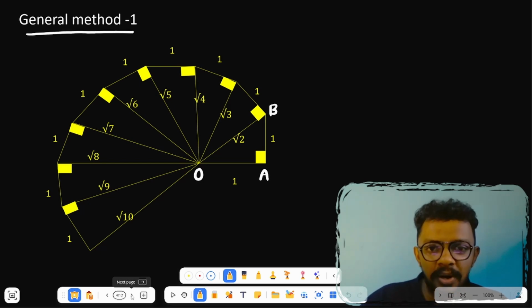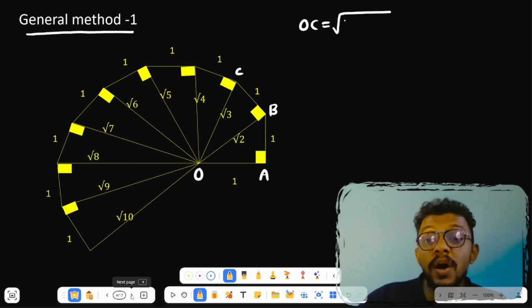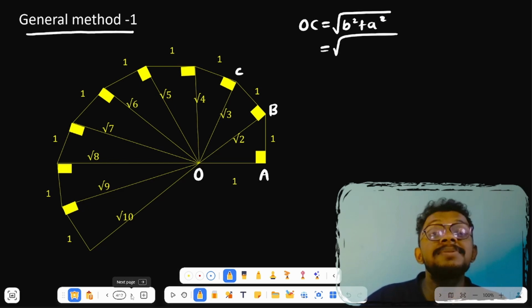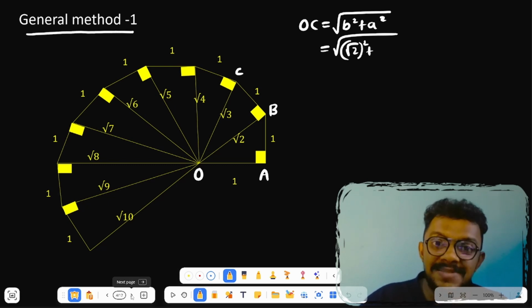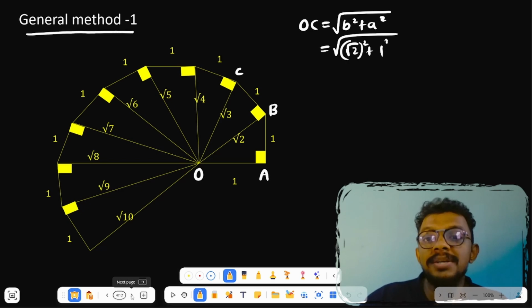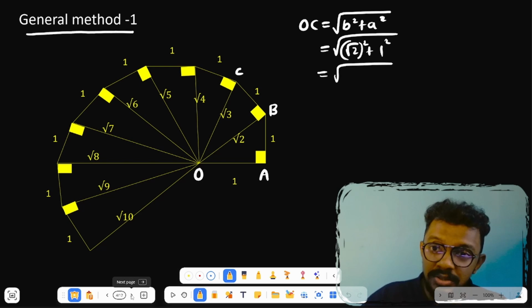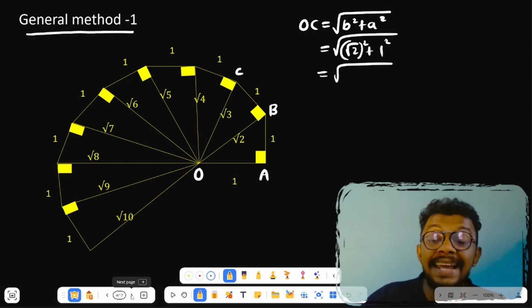So if I'm calling this point C, what will be the length of OC? OC is root of base square plus altitude square, right? That one we know. What is the base? In the triangle OBC, the base is OB. OB is root 2, so base root 2 square plus BC is 1, 1 square. This is equal to root of... What is root 2 square? Root and square are inverse, they get cancelled. Root 2 square is 2.